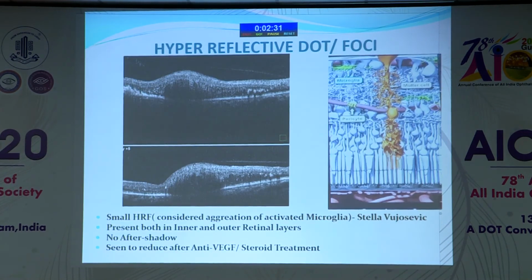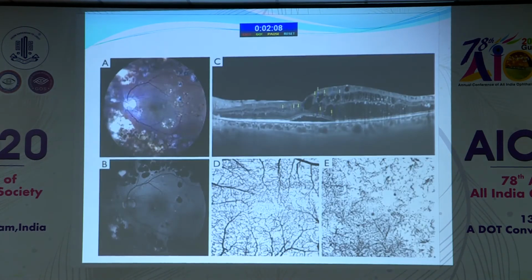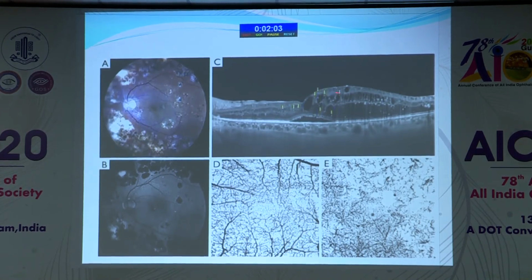Now the next important biomarker which has come up in recent times is the hyperreflective dot echoes and foci. There are small hyperreflective dots, as you see, and to differentiate them from the hard exudates, you see that hard exudates are significant enough to put an after shadow, but these dots are not putting any after shadow. That's the important feature to differentiate between the two. There's another case in which you see the SRF, the DRIL, hardly any DRIL, but a lot of biomarker hyperreflective foci and the hard exudates.